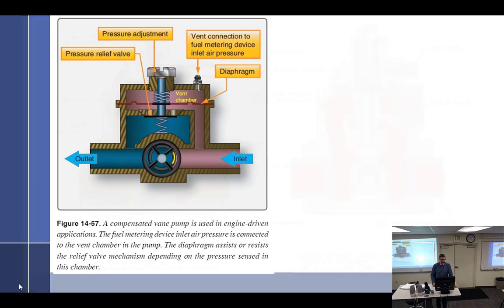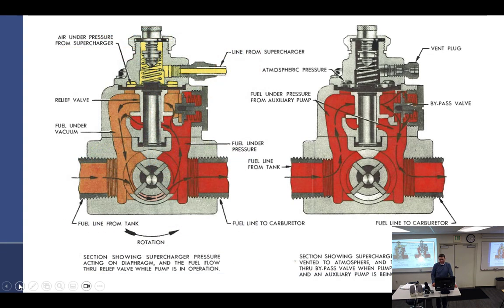Okay. Compensated fuel pump. This is the actual diagram of the pump that you're going to be working with, which is the actual cutaway that's over there. So everything here is pretty much what we just talked about, but laid out just slightly different. So what do we got here? Rotation, carburetor. Why are there two pictures here? Because one is on, one is off. Let me see. It's plugged off.